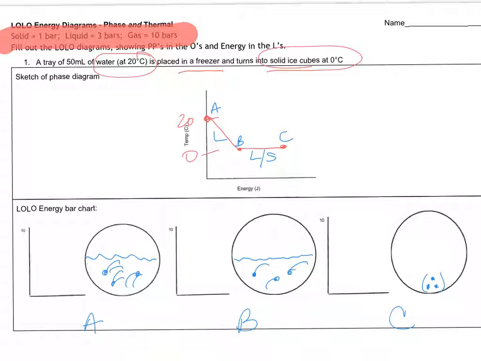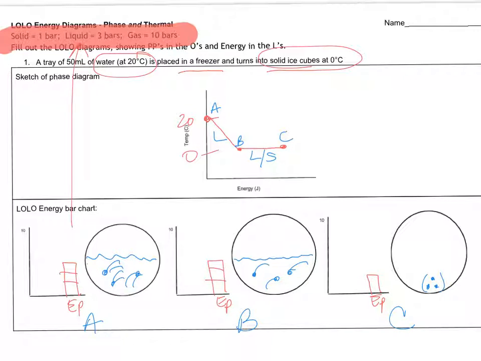Next are the energies. The first energy that we have is phase energy, that I like to do first because that's really easy. Phase energy, as we set up here, for a liquid, we're going to use 3 bars. 1, 2, 3. Here we still have a liquid, 3 bars, 1, 2, 3. And over here we have a solid, so it's only 1 bar.